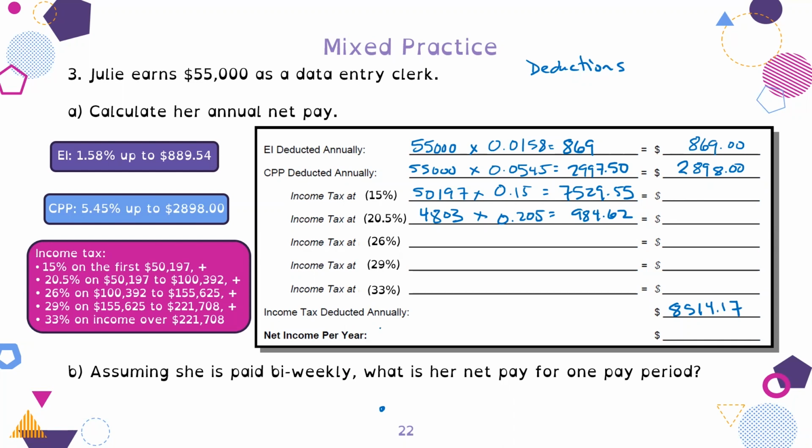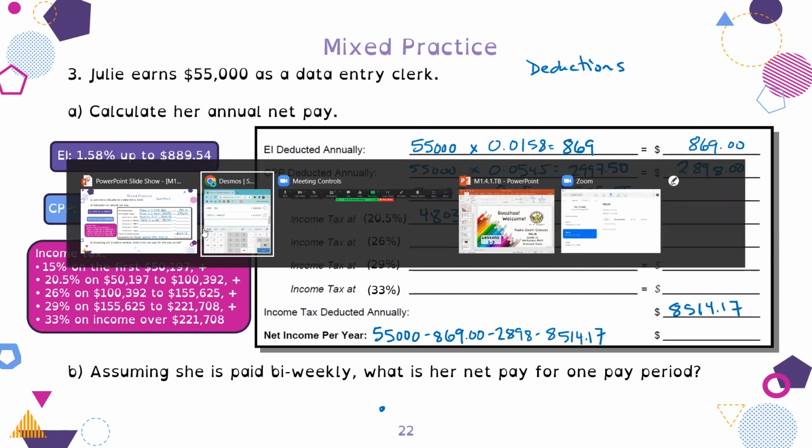Then for her net income, we do 55,000, take away our EI deductions, $869, and then our CPP deductions, $2,898, and then our income tax, $8,514.17. So we're going to do that subtraction on our calculator.